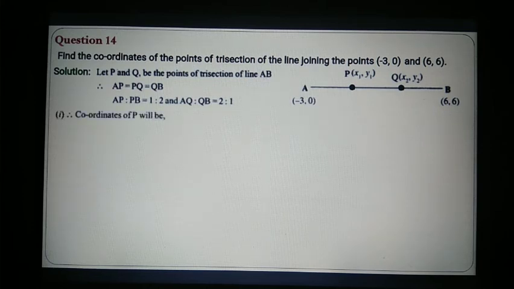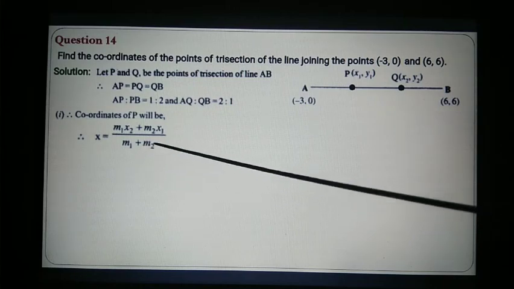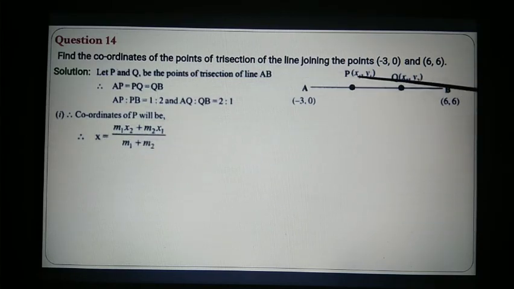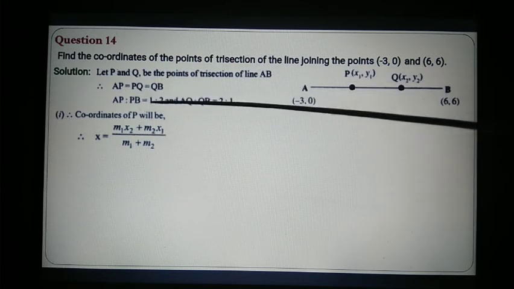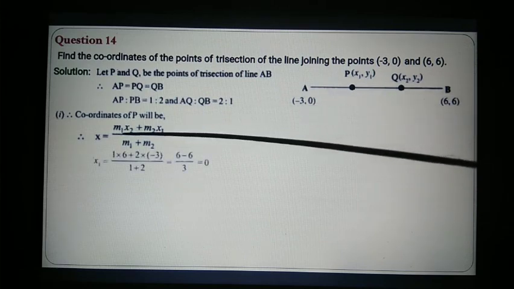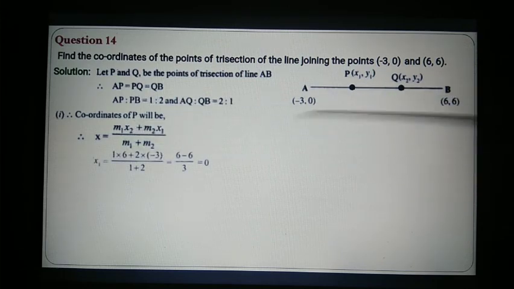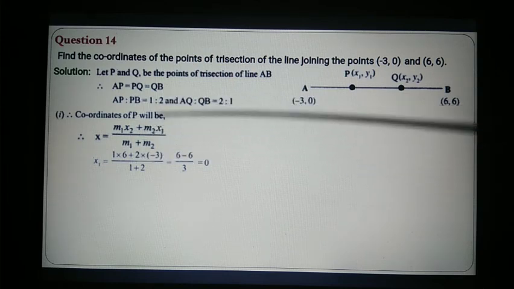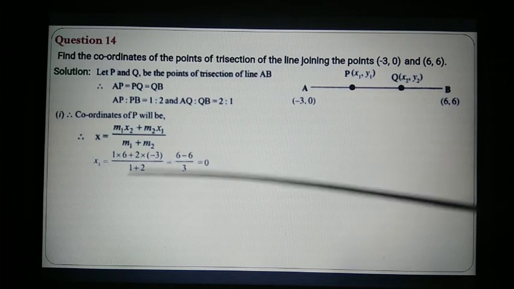Now let's begin. For the first one, that is to find the coordinate of this one. This is my x1, y1, and this is my x2, y2, and this is my x and this is my y. So x will be calculated using this formula. Here x is x1. M1 is, for this case, that is AP, 1, M2 is 2. Let's put the values. M1 is 1, x2 is 6, plus M2 is 2, x1 is -3, divided by M1 plus M2.